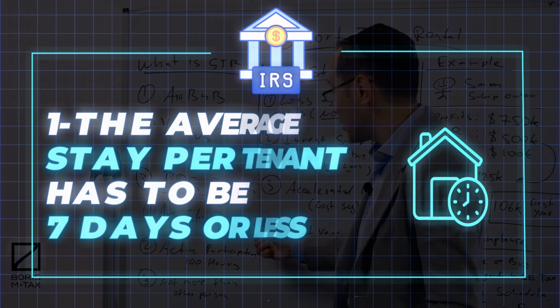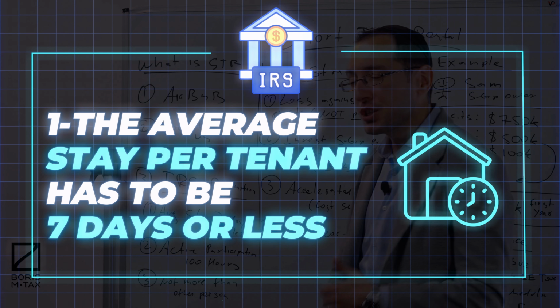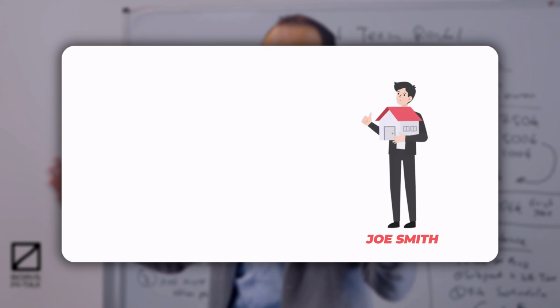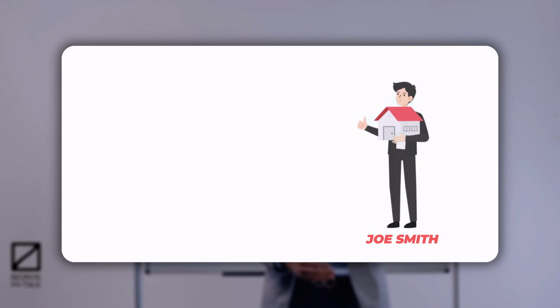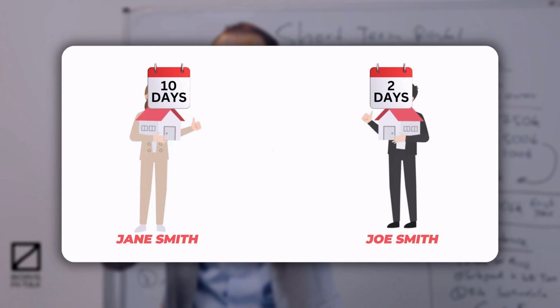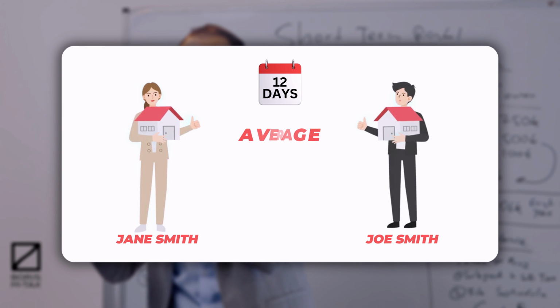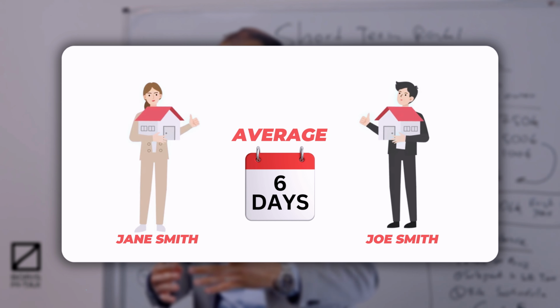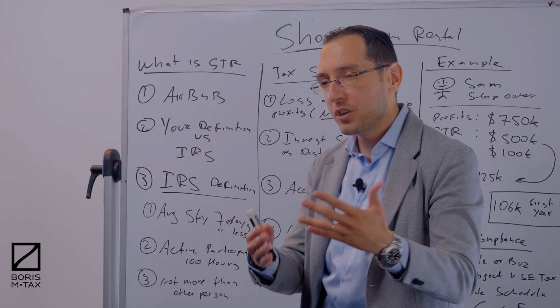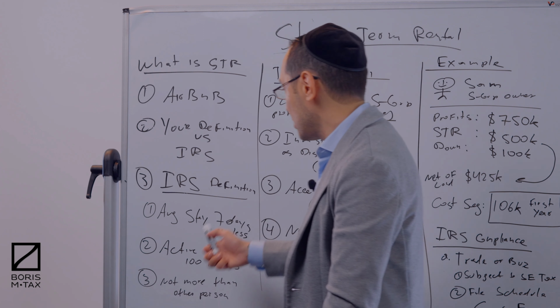Now, IRS says, first of all, the average stay per tenant has to be 7 days or less. So let's take an example. You've got Joe Smith as your tenant, stays for 2 days. Then you've got Jane Smith staying for 10 days. So 10 plus 2 is 12 days. Average between those is 6 days. So right off the bat, you qualify for the test number 1. So average stay per tenant is 7 days or less.